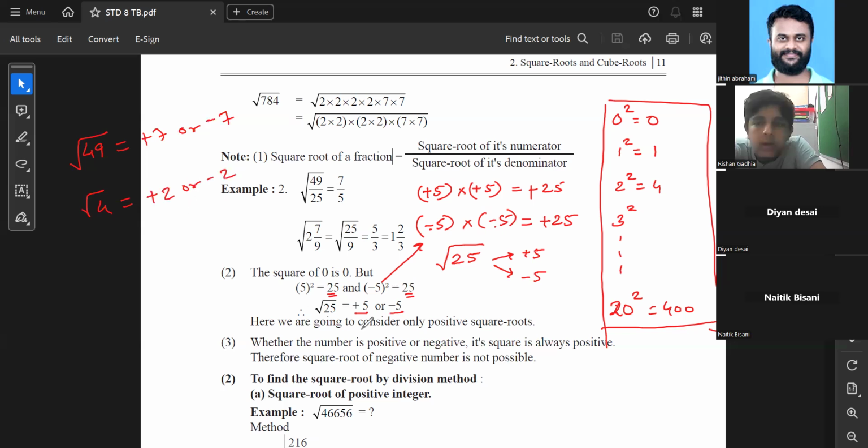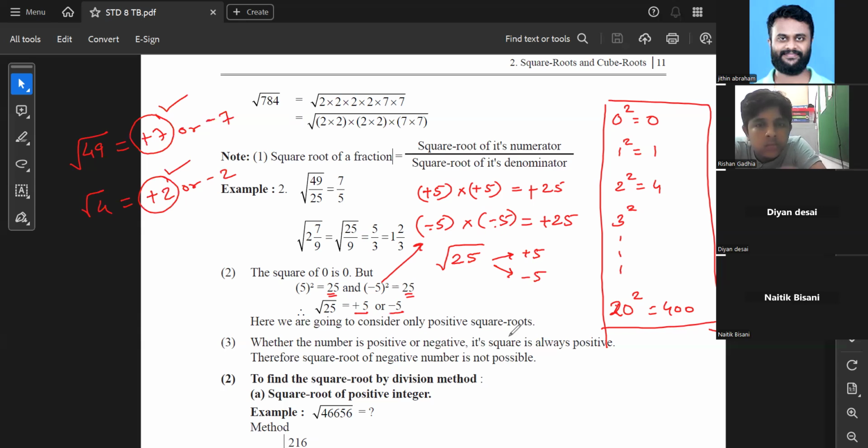But every time, in order to make our life simpler, we first consider the positive only. If nothing is mentioned in the question, we consider positive only as the answer. Here also they have mentioned that over here. Here we are going to consider only positive square roots. In this grade, in this lesson, every time whenever you're going to take a square root, you will be considering only positive.